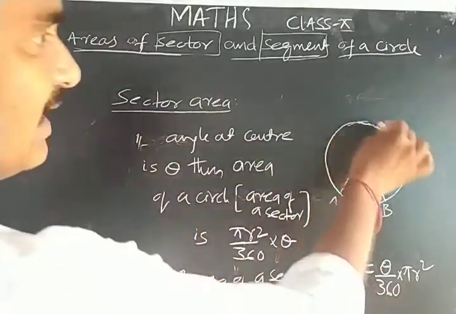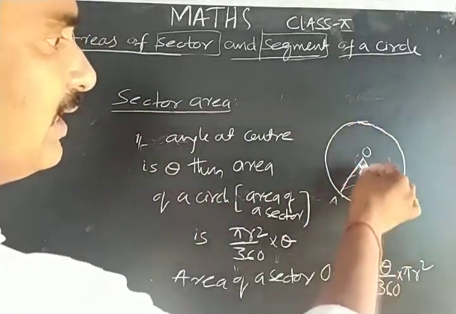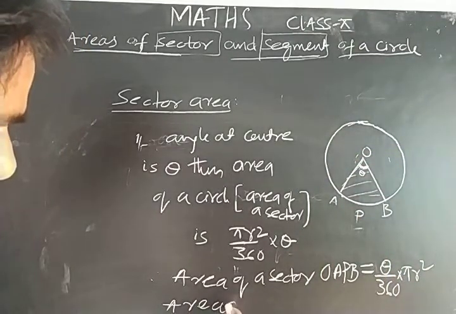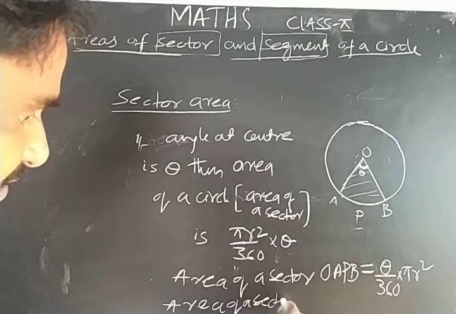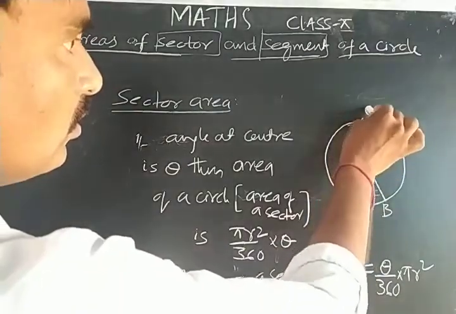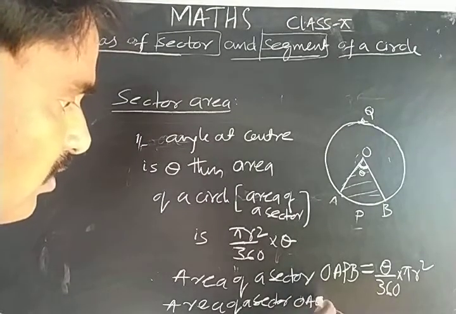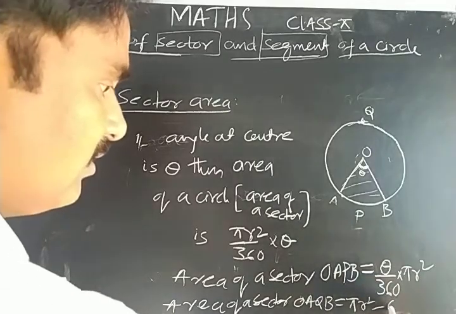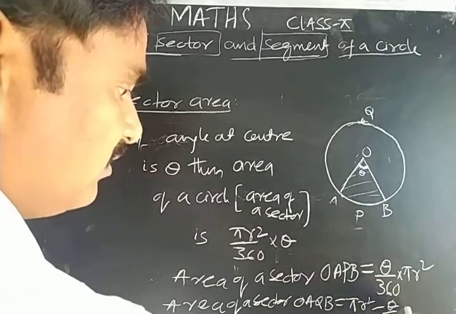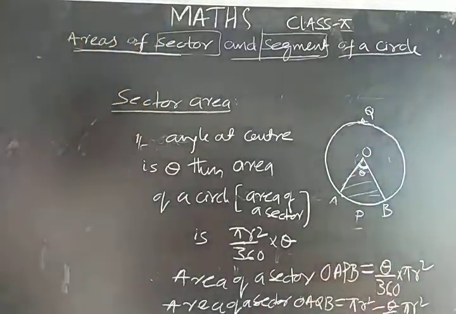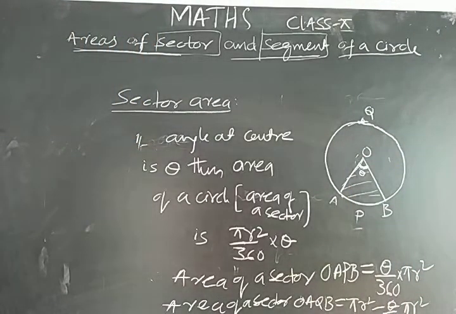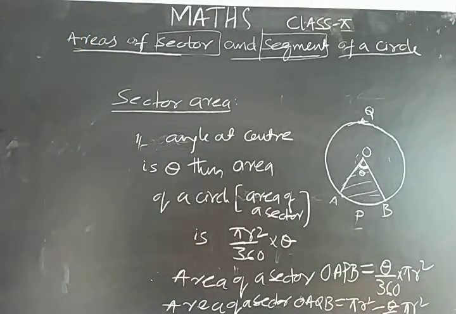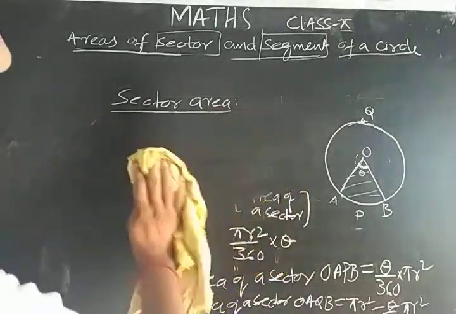If you need this area, then from the total circle area, you remove the minor sector. So see here, I will write area of a sector OAQB. To get the major sector area, we should subtract from the total circle area this minor sector area. Then you will get the major sector area. Automatically you will get the major sector area also.